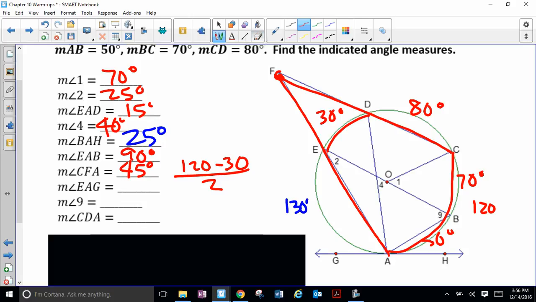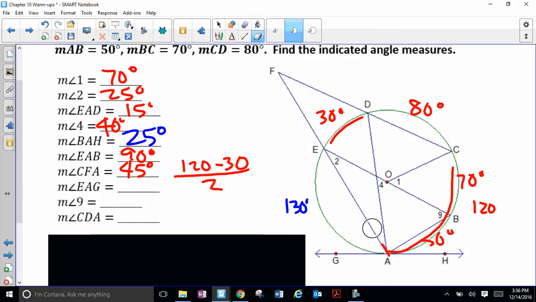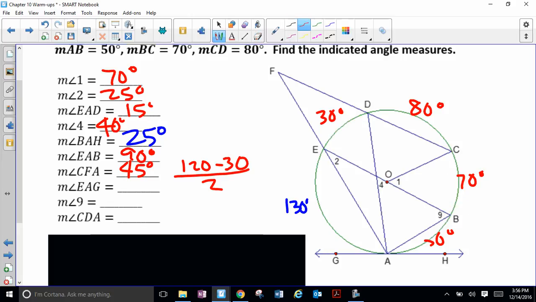Okay. Then we have that 120. So remember, this is 50. I got erased a little bit. EAG. So EAG, the vertex is on the circle, so its arc is 130, so its arc divided by 2, which is 65 degrees. 130 divided by 2.